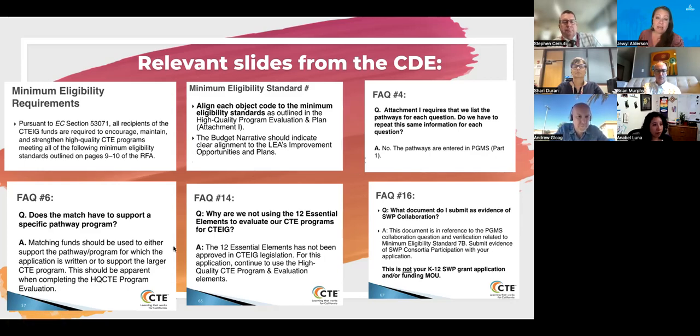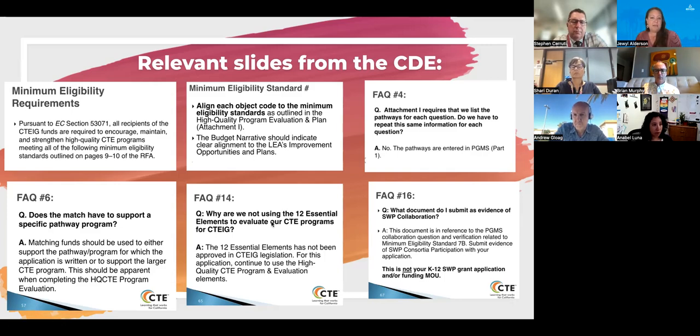FAQ number 6, does the match have to support a specific pathway program? Everything should be apparent that matching funds are supporting the pathway or the larger CTE program. So when we talk about match, which is a future webinar, as you're thinking about the program evaluation, in this case, all the money you spend on CTE can be a match for the CTE Incentive Grant. When you get into K-12 SWP, they like the match to apply specifically to the program that you are building. So you have to be thoughtful about how you might allocate your match differently for K-12 SWP, and use the portion of your match that aligns to that grant. And here, when you're talking about your strengths, these are all the monies that you're already spending in CTE. That's where your match lives as part of the high quality CTE program evaluation.